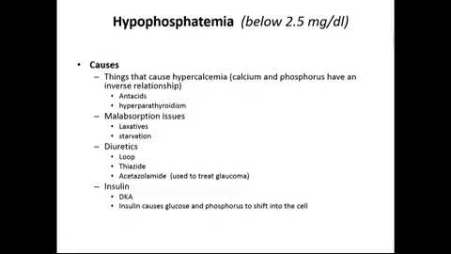Here again are your loop and thiazide diuretics. We also can see acetazolamide, which is used for glaucoma. It's a medication used for that, and it can cause low phosphorus. And importantly, you can see the insulin. We know that insulin causes a shift.